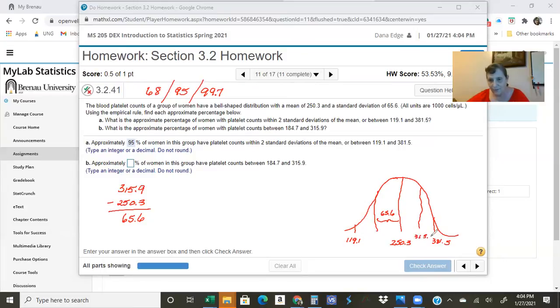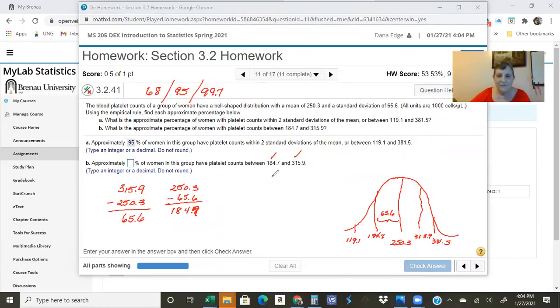This would be 315.9. We can double check. If I take the mean 250.3 and I subtract 1 standard deviation, I get 184.7, actually. So that and that. So these turn out to be 1 standard deviation up and 1 standard deviation down.